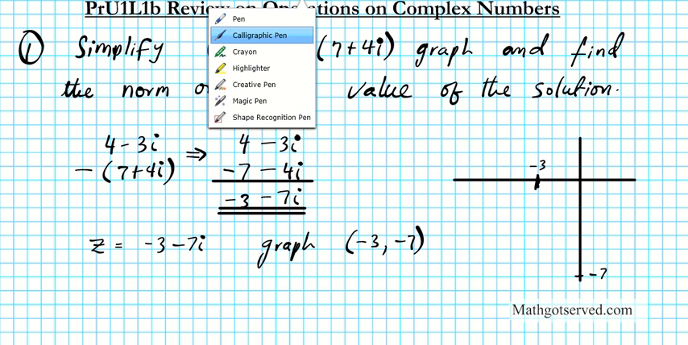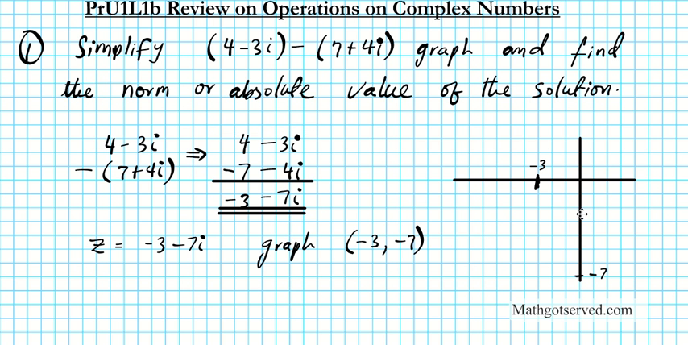And then we have to label our coordinates too, to indicate the real one and the imaginary one. So first of all, the point negative 3, negative 7 is right here. This point right here is point z. The y-axis is my imaginary axis, and the x-axis is my real axis. Alright, so there goes point z. Now I have the graph and the solution.